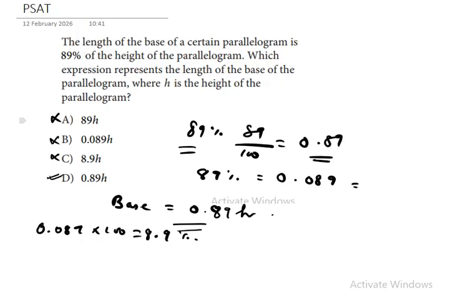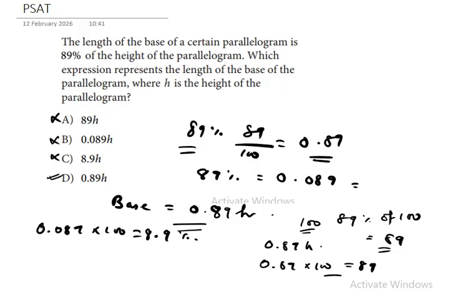Now let's test this with a real number. Suppose the height is 100 units. Okay. Now if the height is 100, then the base is 89% of 100, that is 89. Now plug into our expression 0.89h, that is 0.89 times 100, that is 89. Perfect. Now let's test option A, 89h. So this is 89 times 100, that is 8900. This is clearly wrong. So our answer makes logical sense.